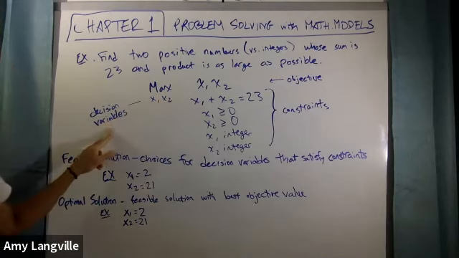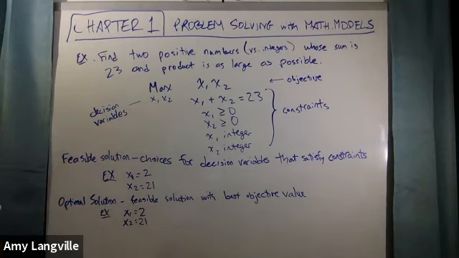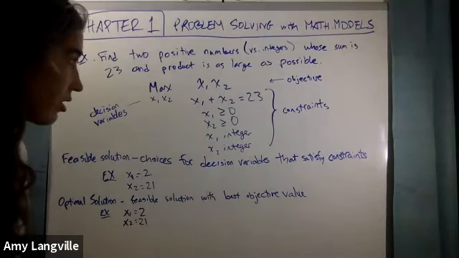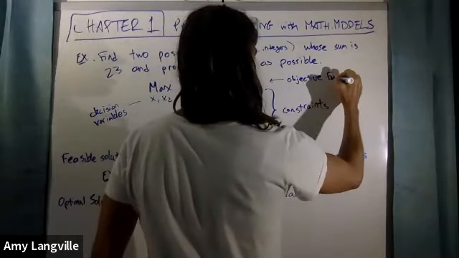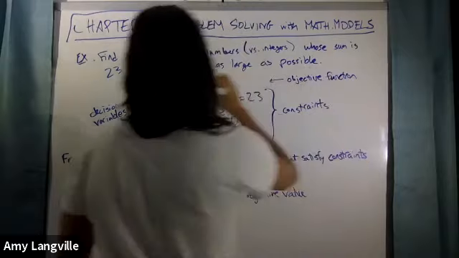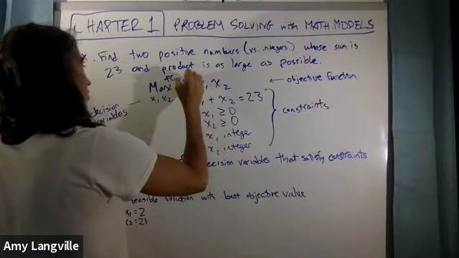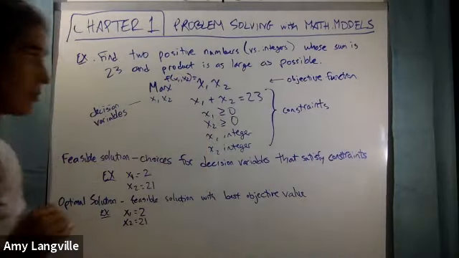Those are called our decision variables in this class. We use that language a lot. They're going to be the things we're trying to decide on. What are those numbers? We want to multiply them. That's our objective. Actually, it's an objective function. And we could also write it as f of x1, x2 is equal to x1 times x2.